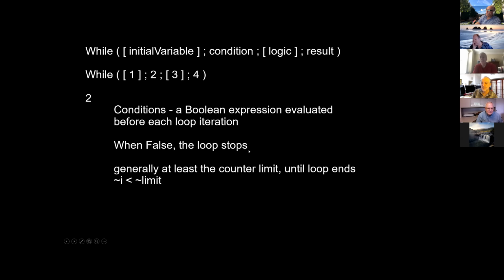So step 2, conditions. Right here, condition: a Boolean expression evaluated before each loop iteration. So you're looking for a condition to be true or false. It's really Boolean, so it's a very simple thing. When it's false, the loop stops. So, is your counter less than whatever the limit value is? And when it is no longer less, then it's false and it stops. So, a simple Boolean condition. Generally in that Boolean condition, at least the counter limit until the loop ends.